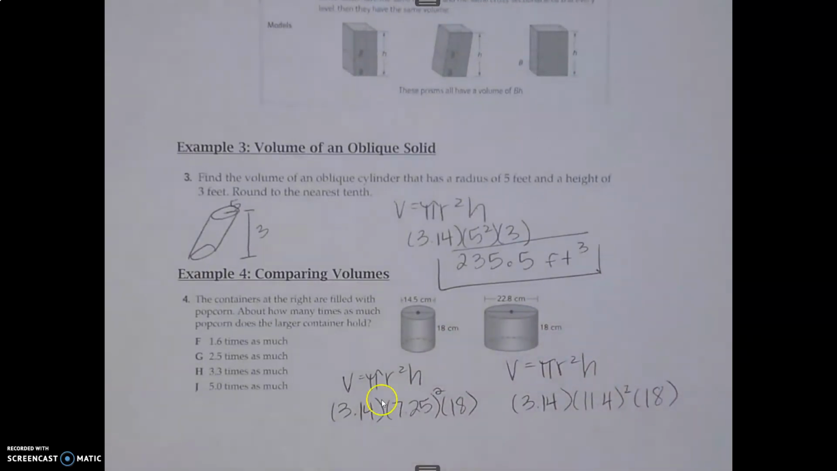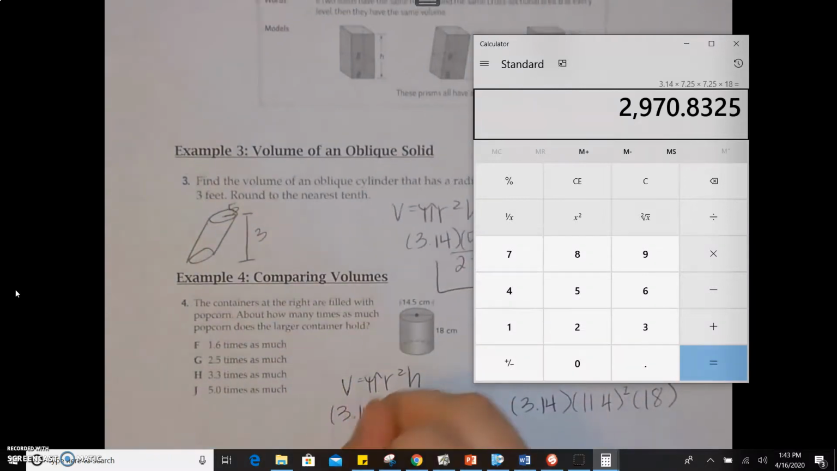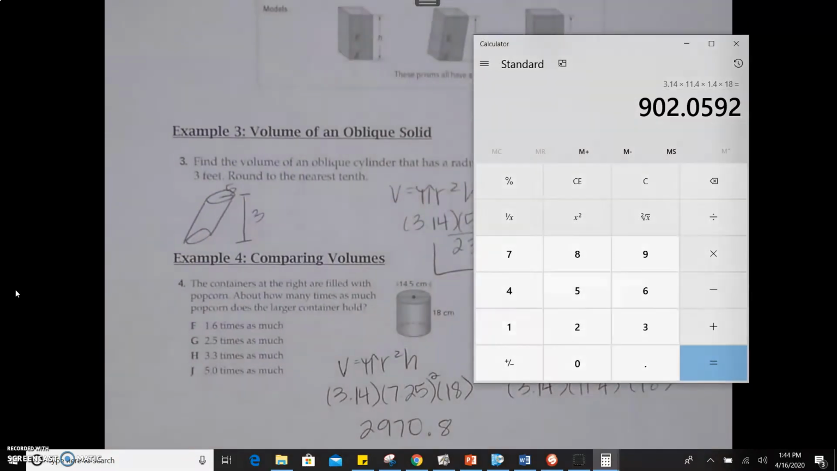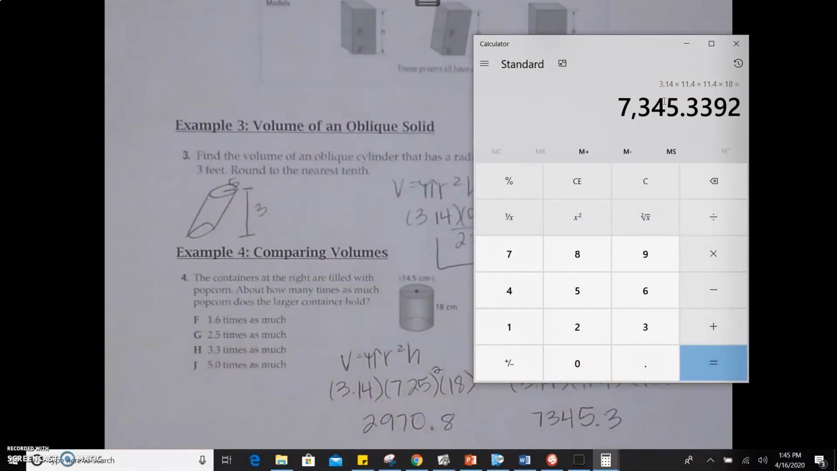So then we'll come to our calculator. For our first cylinder, we have 3.14 multiplied by 7.25 and 7.25, the height of 18. So we get approximately 2,970.8. Right, and for the second one, we'll have 3.14 multiplied by 11.4, 11.4, and then the height of 18. So we get approximately 7,345.3.